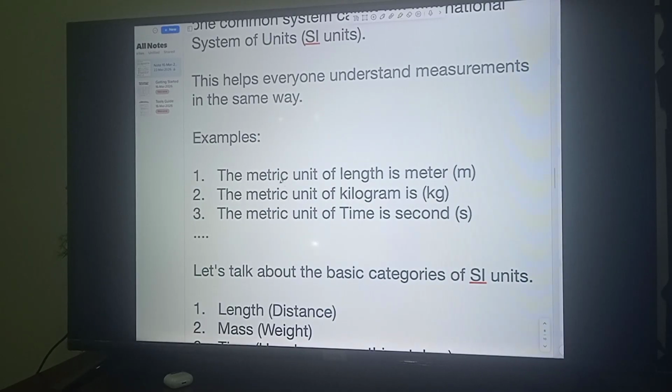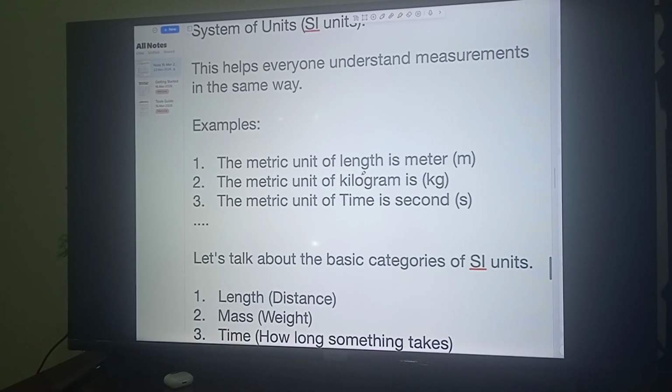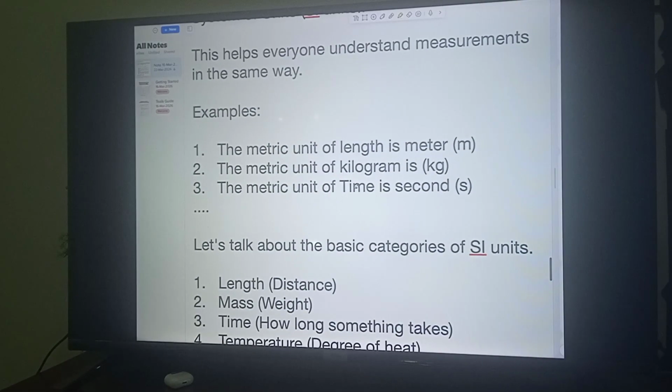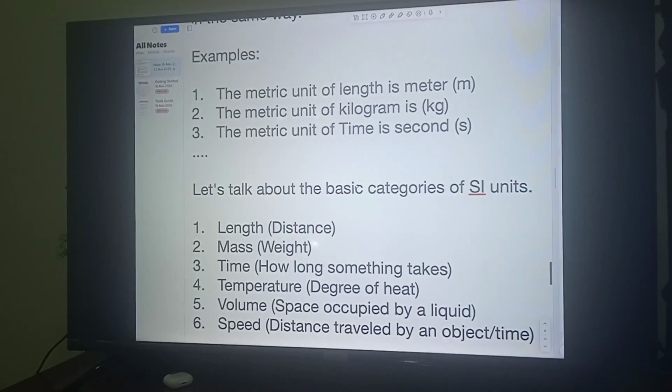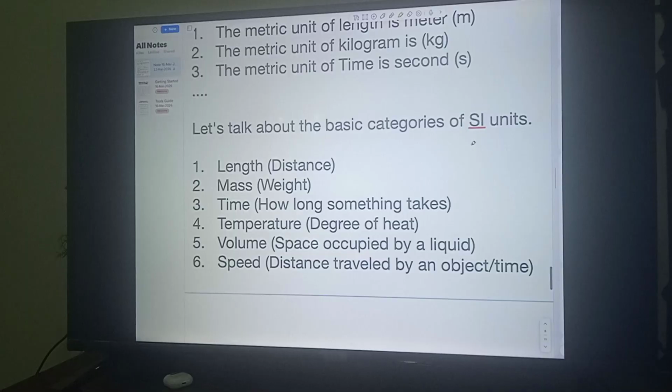Like the metric unit of length is meter, denoted by m. The metric unit, meaning the unit used to measure length, is meter, small m. The unit used to measure mass is kilogram, kg. The metric unit of time is second, represented with small s, and so on.